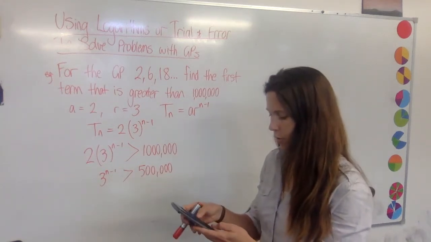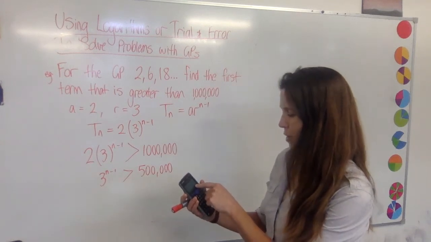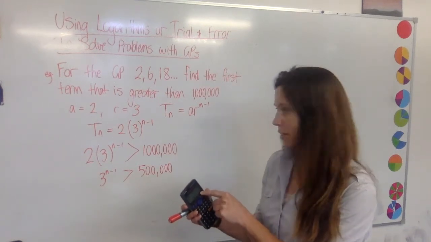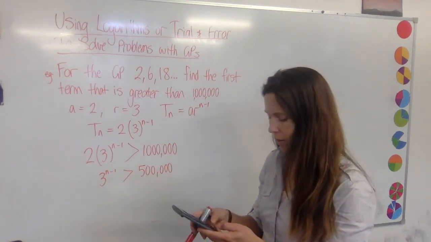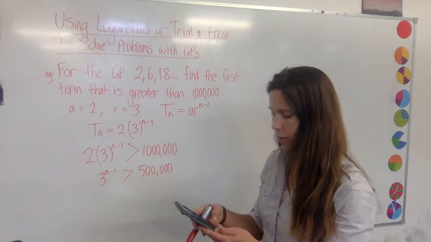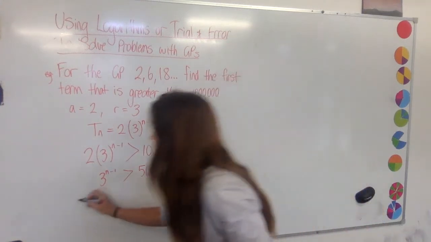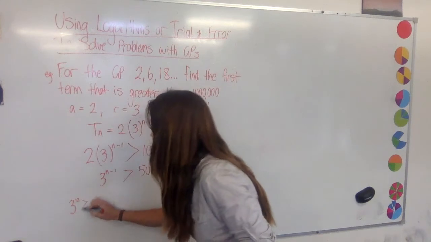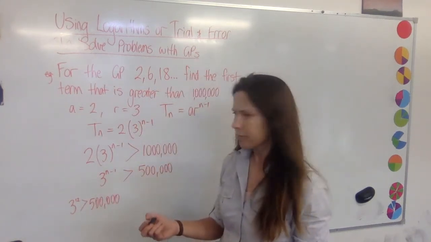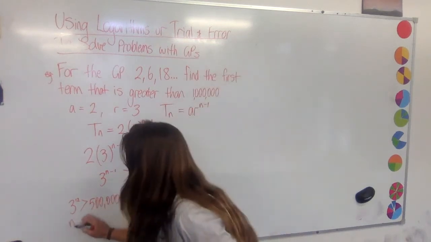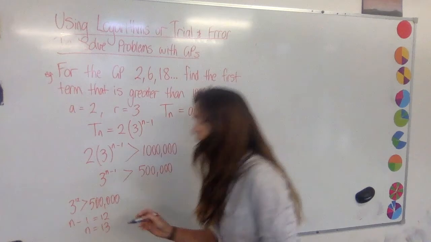Let's try 12. 3 to the power of 12 is 531,441, so that looks good. I better just check that 3 to the power of 11 doesn't also work. No, that's too small. So I've just found with trial and error that 3 to the power of 12 is greater than 500,000, and it was quite quick and easy to do. So then if n minus 1 must be 12, then n must be 13.